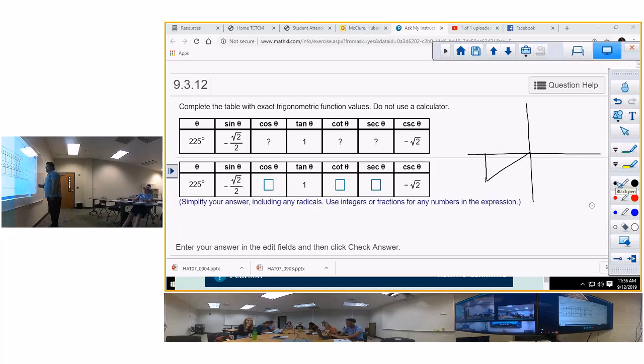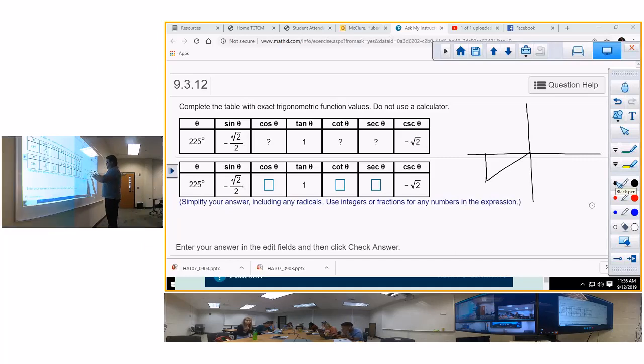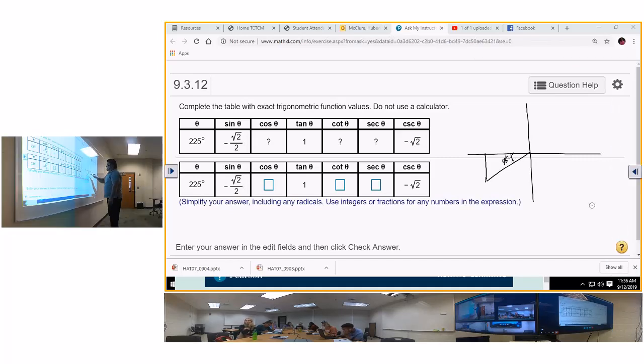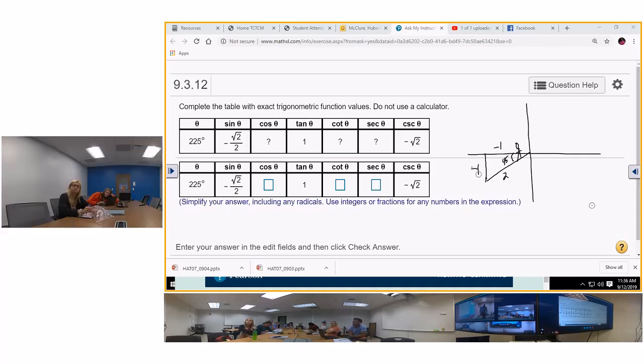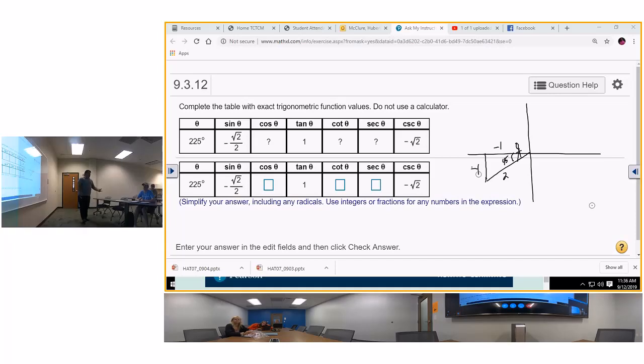All right, here we go. So, what is this degree right here? 45. So you put the 45 right here. So that means you got the little man standing here, and that means the hypotenuse is square root of 2. This is negative 1, and this is negative 1. Because your 45 degree angle is 1, 1, square root 2.